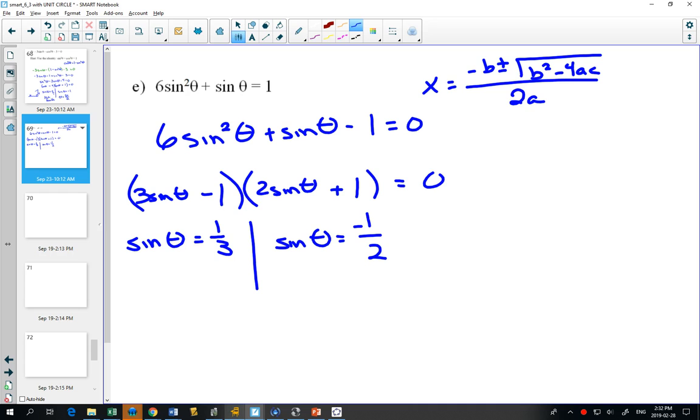Only one of these is on your unit circle as far as a value that you've memorized. We know that negative 1/2, 1/2 appears when your reference angle is part of your pi over 6 family. And if it's negative, you'd be looking in quadrants 3 and quadrant 4.